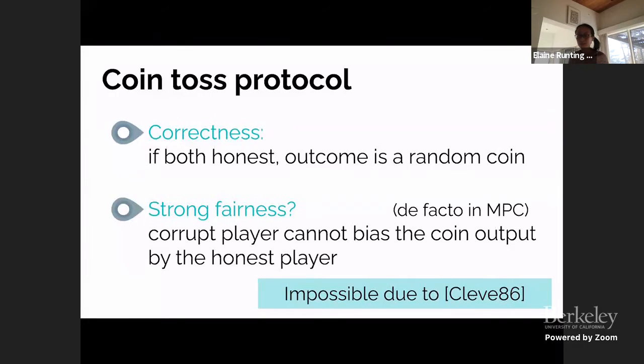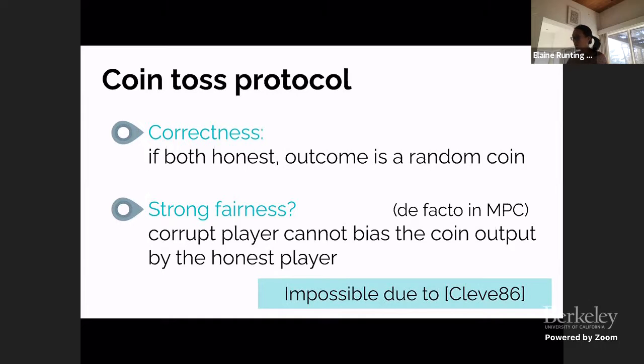It has two requirements. First, correctness is very natural, right? If both parties run the protocol honestly, then the outcome has to be a random coin. And then we also want fairness. The standard line of work on multi-party computation has a very stringent notion of fairness. I will call it strong fairness. This stringent notion requires that even if Shafi aborts, I must nonetheless output a completely unbiased coin. Unfortunately, this is known to be impossible in the two-party setting or in the multi-party setting with dishonest majority. This was a famous lower bound by Cleve back in 1986.